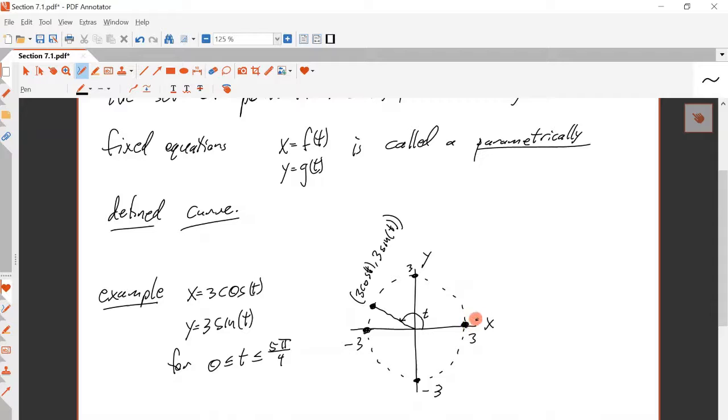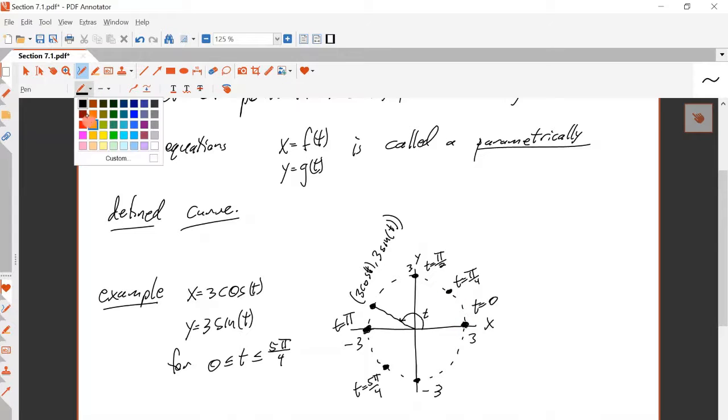Okay, at t equal to 0, we would be right here. Cosine of 0 is 1, and sine of 0 is 0. At t equal to pi over 4, we would be right here. At t equal to pi over 2, we would be right there. t equal to pi would be over here. And then at t equal to 5 pi over 4, we would be right here.